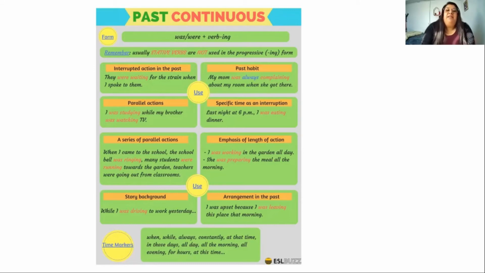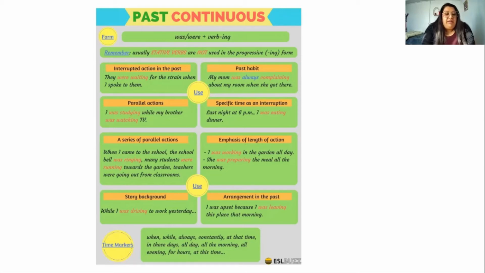So we have también the use of past habit. My mom was always complaining about my room when she got there. Got there, past simple. My mom was always complaining. Mi mamá estaba siempre quejándose about my room when she got there. Acerca de mi habitación cuando llegó ahí. Ya, entonces, ella estaba siempre haciendo tal cosa cuando llegaba.